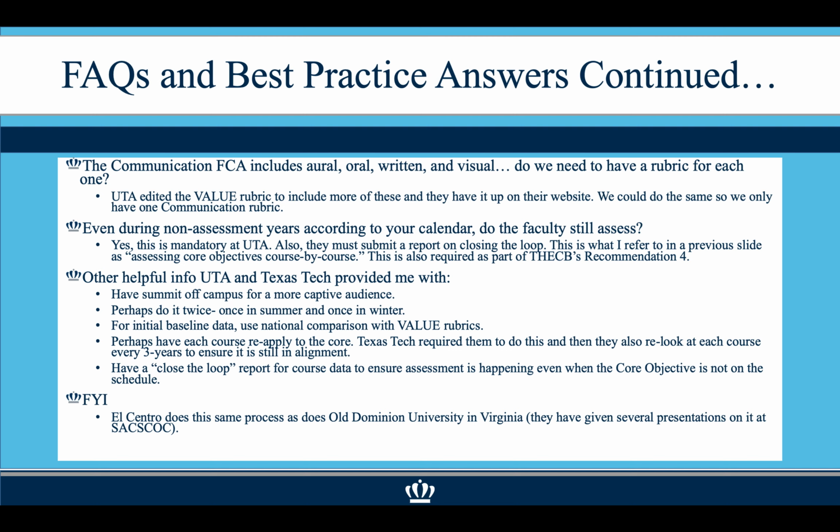Some other helpful suggestions that UTA and Texas Tech provided me when I was doing research for this process: maybe have the summit off campus for a more captive audience, perhaps do it twice a year, once in the summer and once in the winter. For initial baseline data, since we won't have targets because we don't have any baseline data, they recommend utilizing the VALUE rubrics and the nationwide data that is there for us to create our targets.